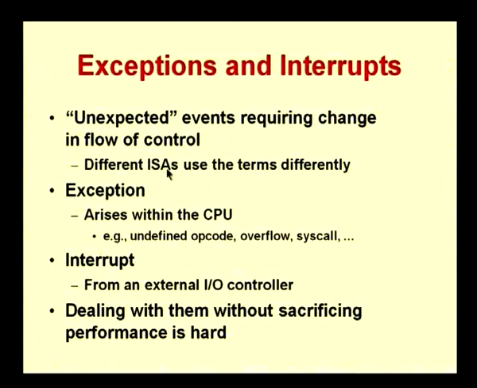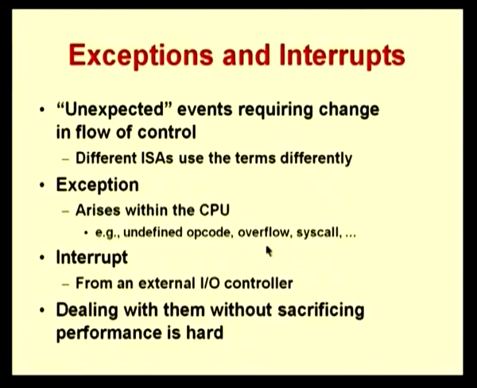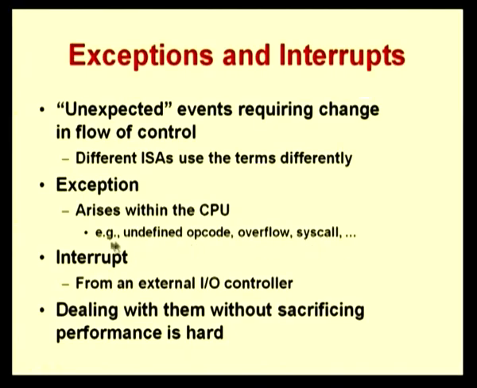So, typically we use the term exception versus interrupt. An exception is normally something which arises within the CPU, some event that has actually happened within the CPU, but requires some change of control. This could happen because of, say, an undefined opcode was encountered, which means you can't execute that instruction, or an overflow occurs. When an operation causes an overflow, you may want to treat that as an exception and take some specific measure based on that. Or a system call is made. All these are referred to as exceptions which may arise within the CPU.